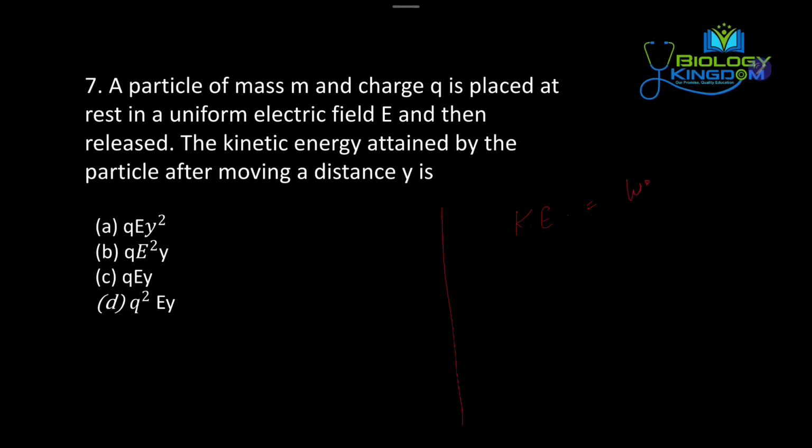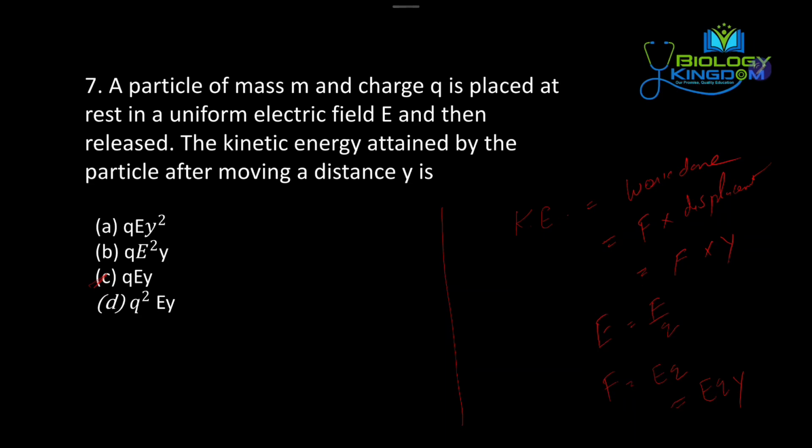First, the kinetic energy is equal to work done. By the work energy theorem, the change in kinetic energy is equal to work done. So kinetic energy is work done. What is the formula of work done? Force into displacement. Here the distance is y, so the displacement will be y, and now we have to find the value of force. We know that the electric field is equal to force per unit charge. So what will be the value of force? It will be EQ. So if we put that here, the answer will be EQY. So I think option C is the right answer.